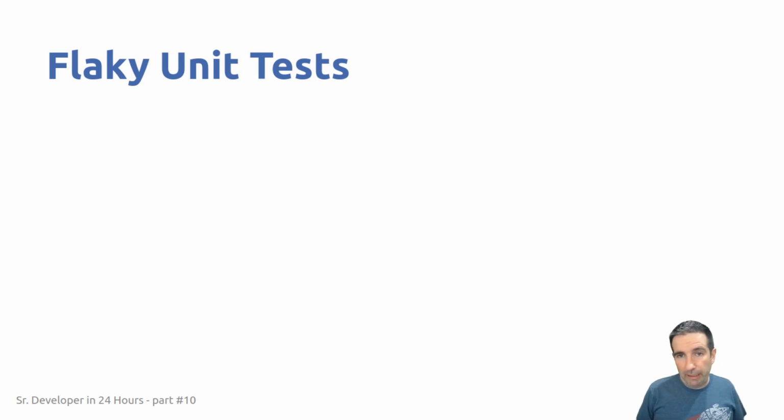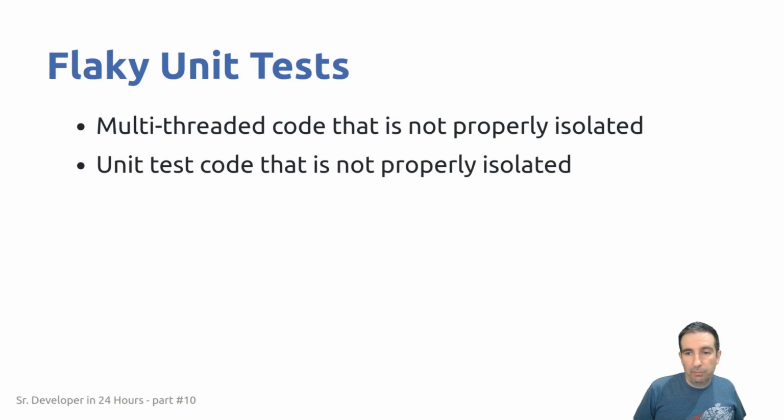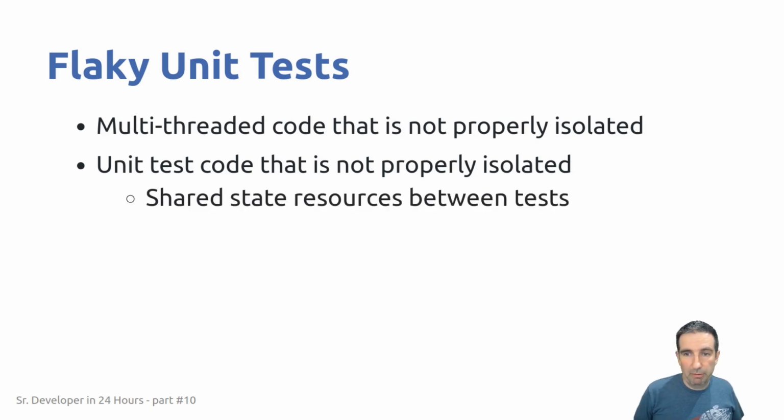Why do we get flaky unit tests? Well, plenty of reasons. When we have things like multi-threaded code that is not properly isolated, that is a very common case. When we have unit test code that is not properly isolated and you have the tests running in multiple threads, things like that. So, for example, when we have some kind of shared resources between the tests and the tests are not always running in the same order.